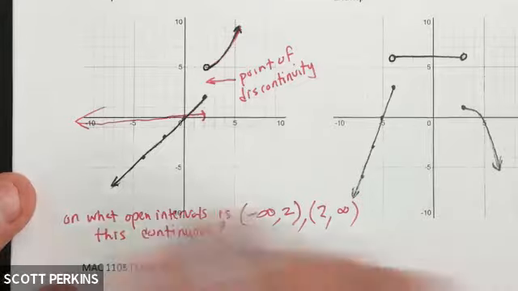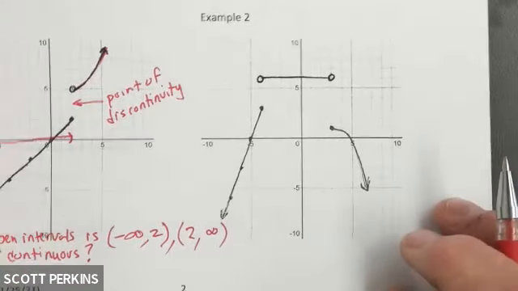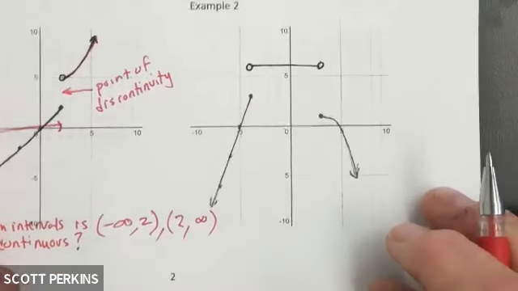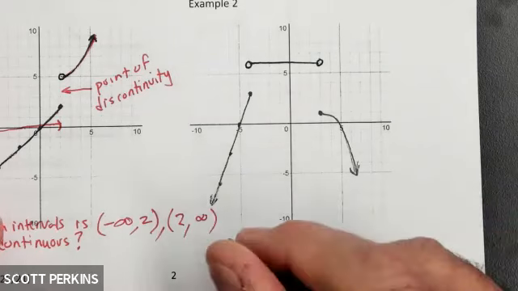Okay, so I would like you to make an attempt. You're going to give your best attempt at this. Example 2, you're going to do the same thing. I would like you to denote for me the open intervals where this is continuous in example 2.